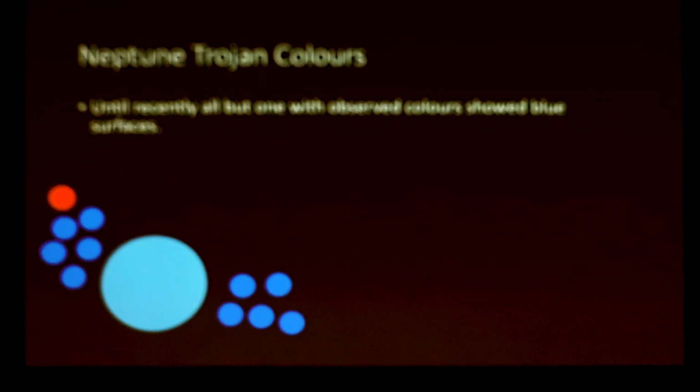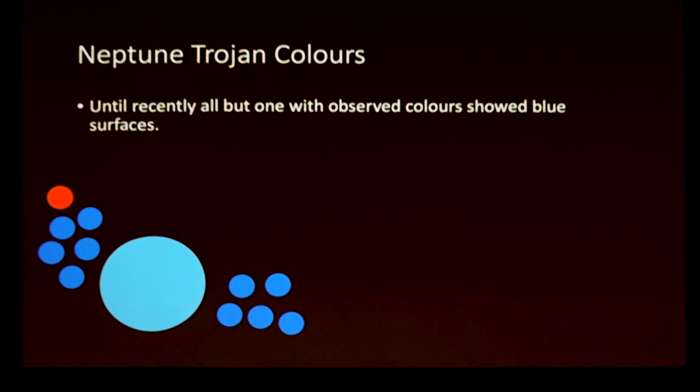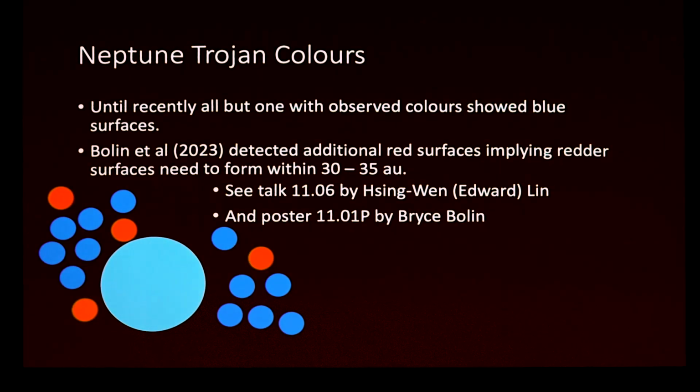We've got the Neptune Trojan colours. There's a talk about this later on, and there's a place for outside in the colour of Neptune Trojans, but up until the last couple of years, all of the Neptune Trojans with observed colours, all but one of them, showed blue surfaces. So you can see this very accurate schematic of Neptune with some Trojans and just one red one. But in more recent years, people have taken additional colour observations of the Neptune Trojans, and I can show that I have detected additional red surfaces.